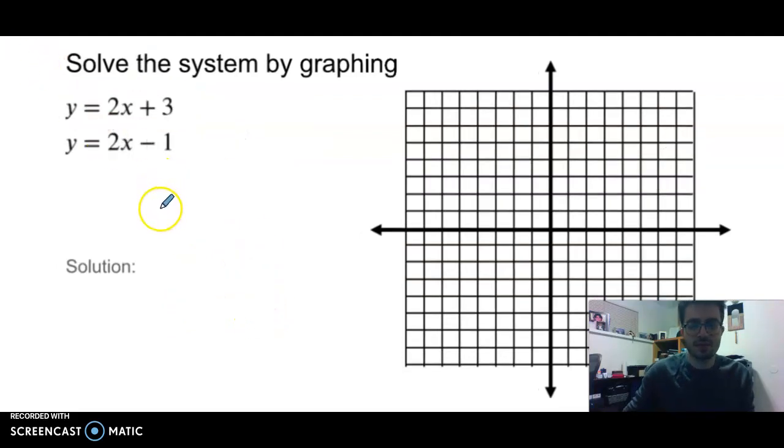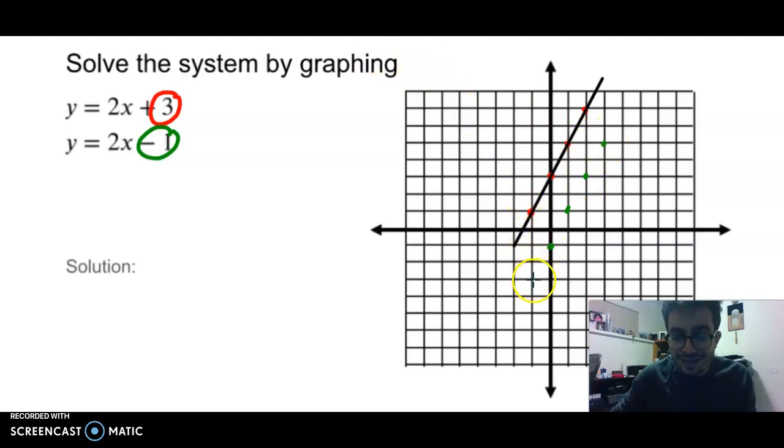Okay, let's look at this one. These two, here's a y-intercept of 3. And our slope is 2, so we're going to go 2 up, 1 to the right, 2 up, 1 to the right. I could go 2 down, 1 to the left to continue my pattern. There's my line. My next one, I have a y-intercept of -1, and then slope is still 2. 2 up, 1 to the right, 2 up, 1 to the right, 2 up, 1 to the right.